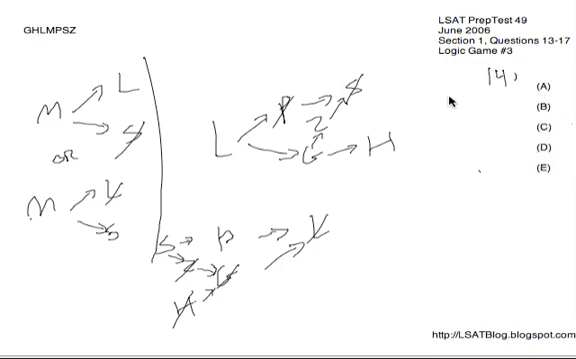Next, number 14, if we have L, what could be true? So of course, when we have L, all of this follows automatically, the entire chain. So I'm going to make a little in-out table here.